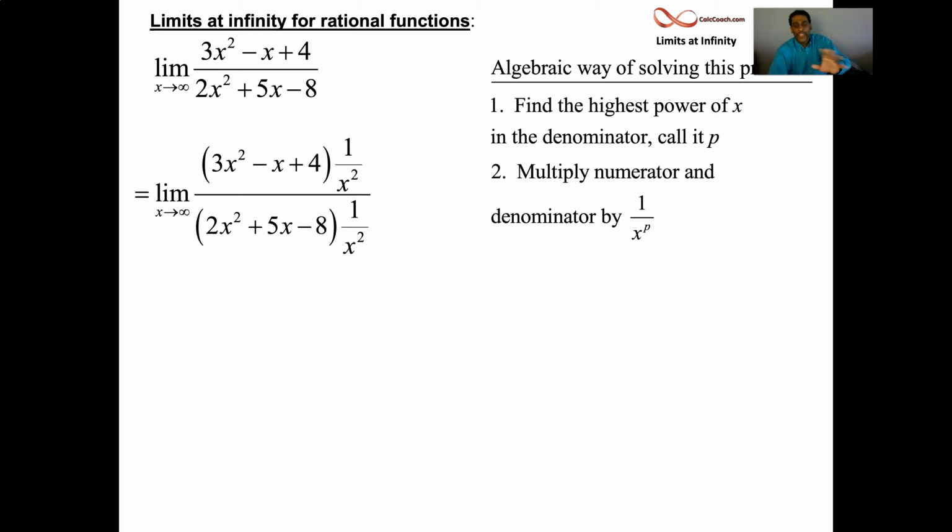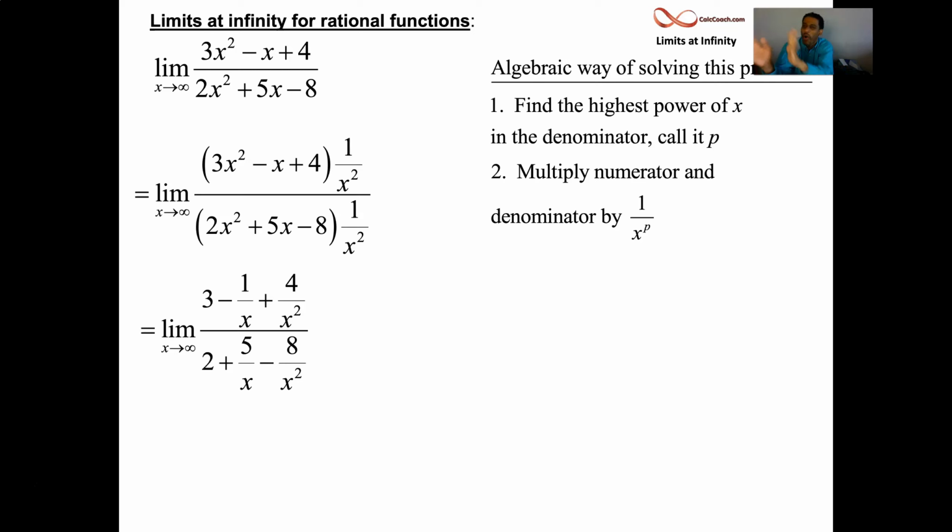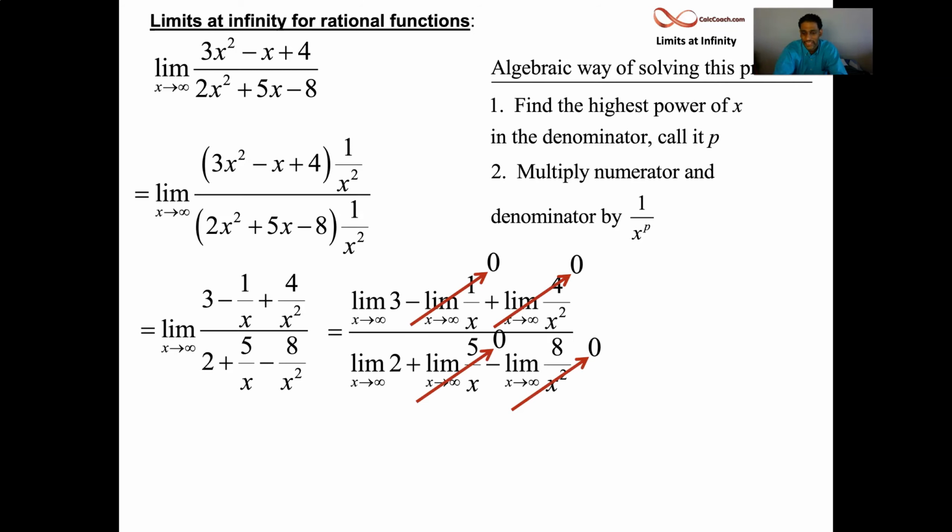Watch what happens. We distribute across, and the first term is a 3 in the numerator, and then we have a minus 1 over x, and then a plus 4 over x squared. In the denominator, we have a 2, and then a plus 5 over x, and then a minus 8 over x squared. We've created these 4 terms, 2 in the numerator, 2 in the denominator, that are just going to go off to 0 as x goes to infinity. So the limit is just going to be 3/2. We should have known that already, though.